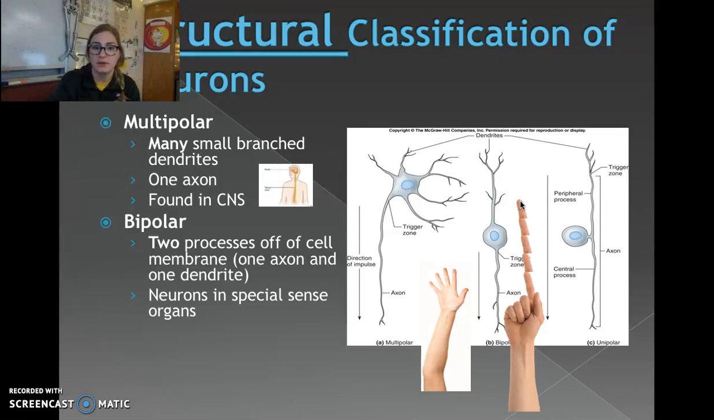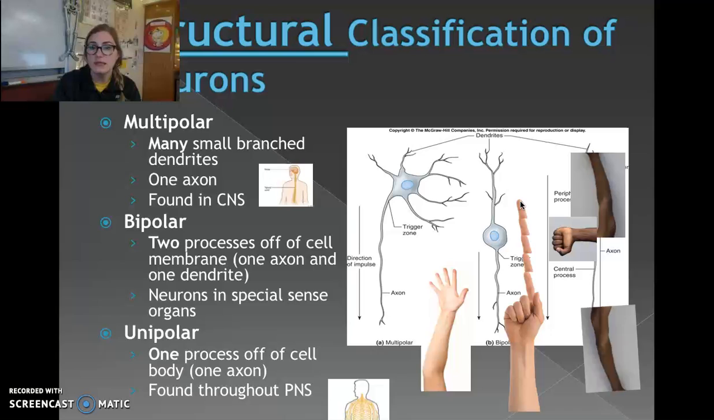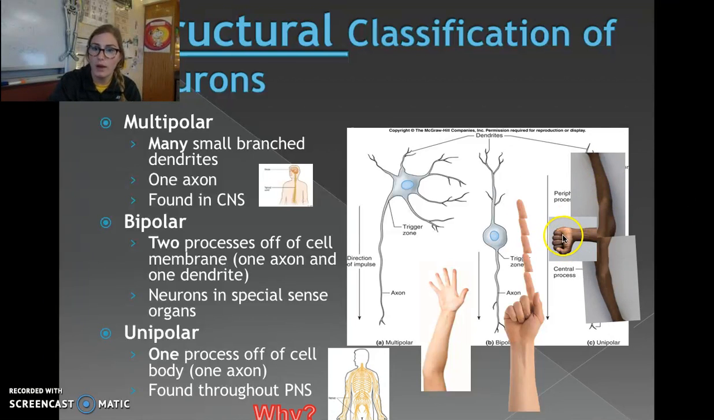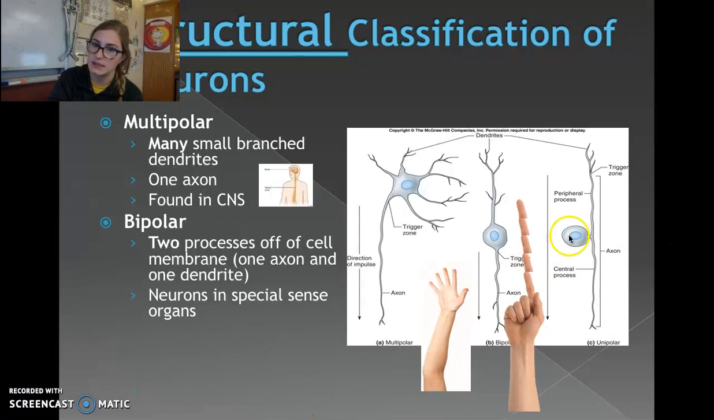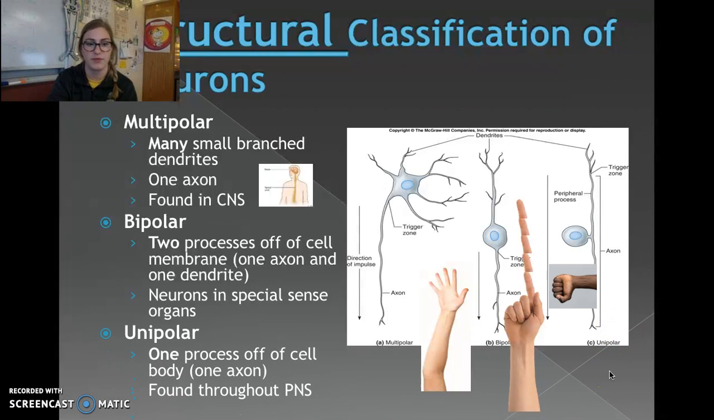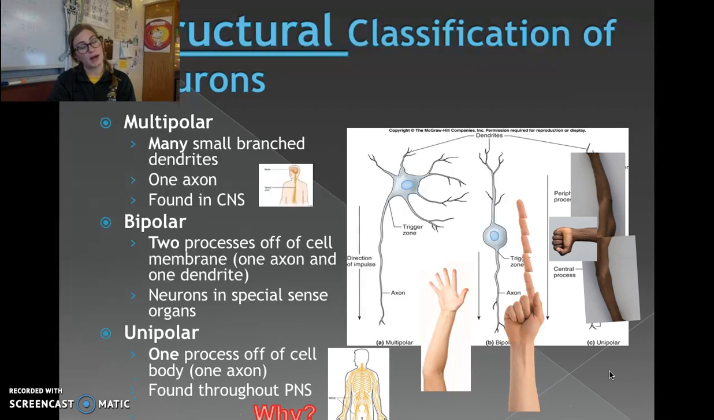And this is going to be found with a lot of special sense organs like your eye, olfactory, and hearing. And then unipolar, we just have one cell and then it branches off and then we have 2 portions here. So this is going to be found within the peripheral nervous system. Why do you think? And I'll back up that way you guys can see it. See, one cell body, one process, and then the axon is this whole massive thing. So why do you think?